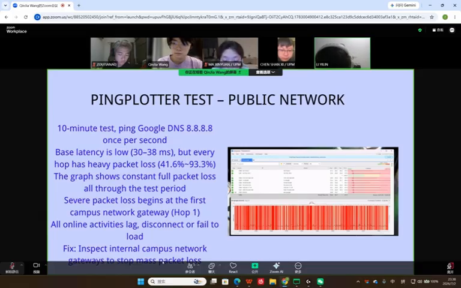While the home Wi-Fi and the public network face serious packet loss starting from the first network hop. That's all my part. Thank you.